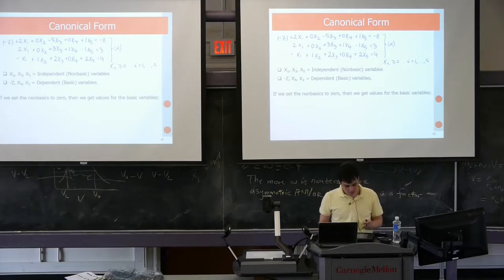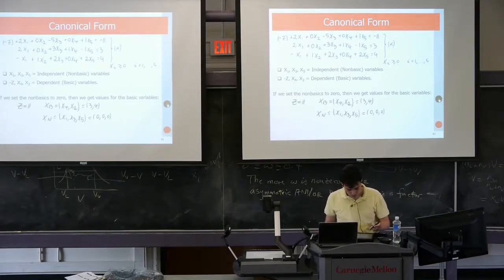So the benefit of this is that if we set the non-basic variables to 0, then we get values for the basic variables. Right? So you can see that if we set x1, x3, and x5 to 0, then you can see that minus z is minus 11, so z is 11. Right?